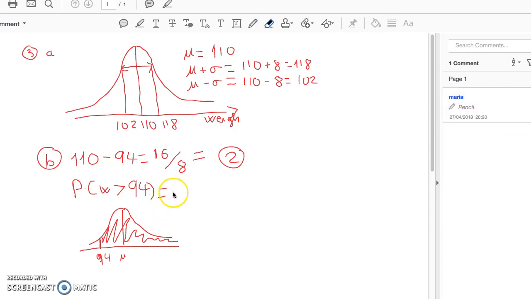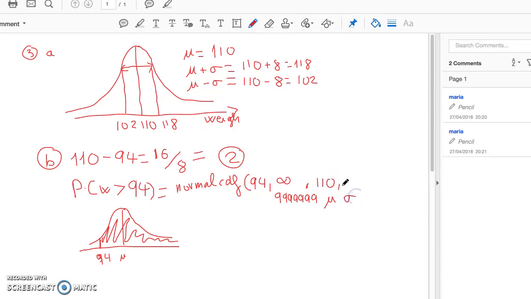If I want to have the value, I need to use the calculator. I need to go to normal CDF. What do I need to put in normal CDF? The lower value. What's my lower value? The 94. What is my upper value? Infinity. How do I put infinity in the calculator? Well, I could put 9 million if I want, 99999 is almost 10 million. I need to put my mean, which is 110, and the standard deviation, which is 8.